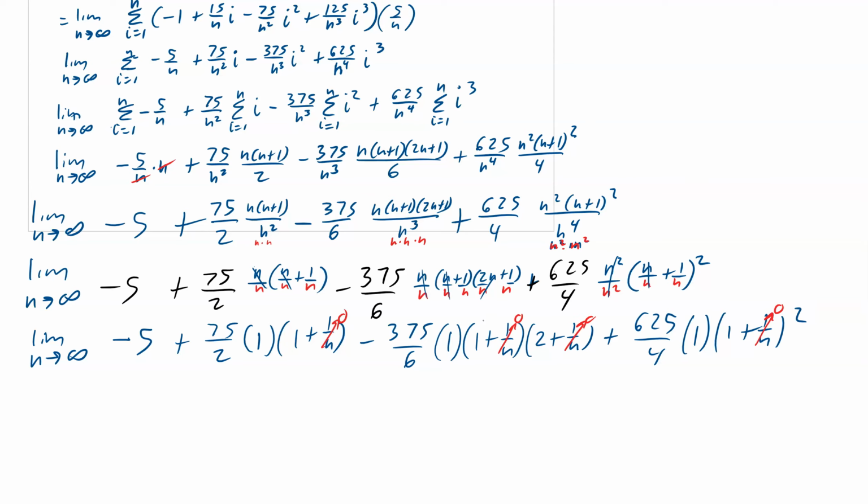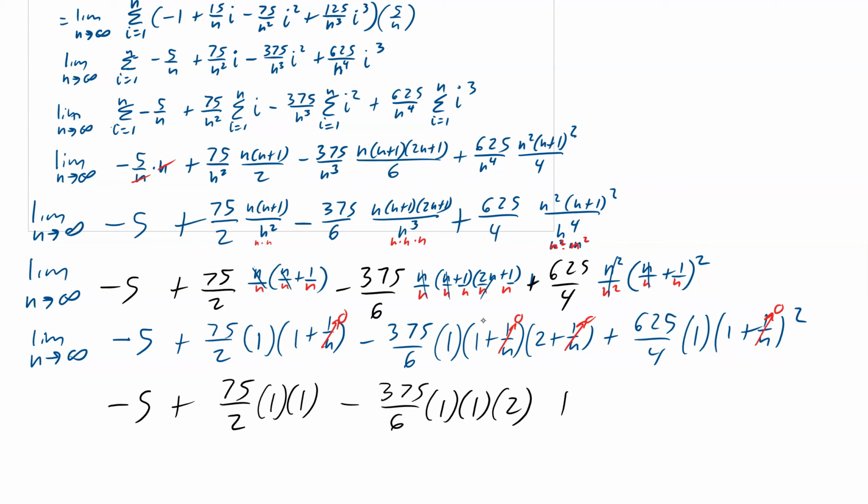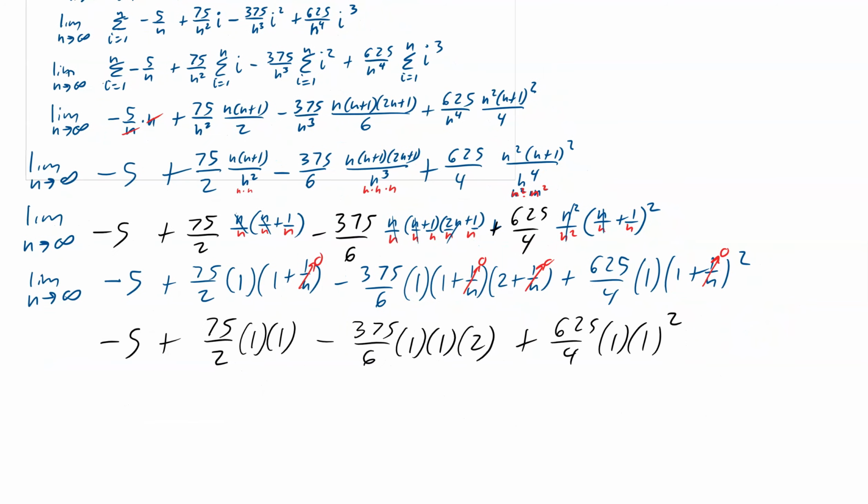So now we can just rewrite our answer. Negative 5 plus 75 over 2, and then times 1 times 1, minus 375 over 6 times 1 times 1 times 2 plus 625 over 4 times 1 squared. And if we plug all that in the calculator, we get 63.75.